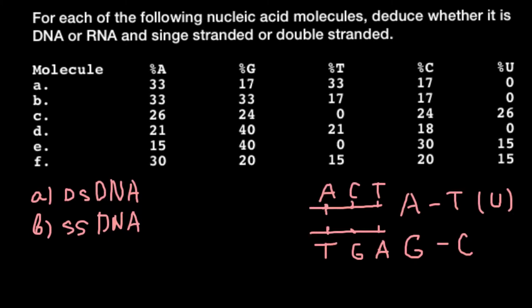Next, line C. It has 26 adenines and 0 thymines, but it has 26 uracils, and as you remember, adenine in messenger RNA would base pair with uracil, and we have 24 guanines and 24 cytosines, so perfect match. And that means that here we deal with RNA. So this is going to be double-stranded RNA.